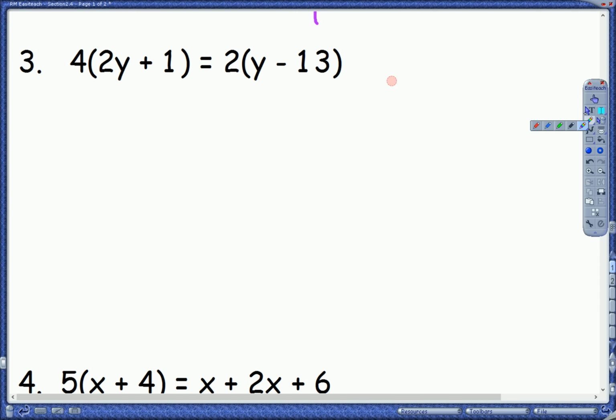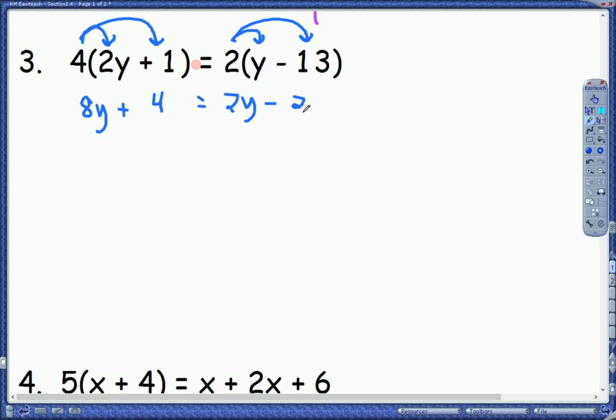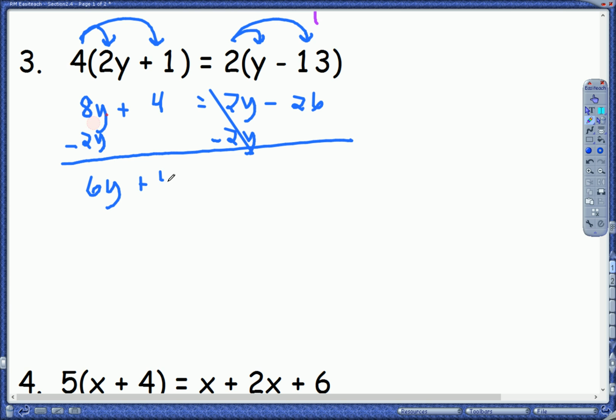Okay, number 3, I see right here the distributive property. I'm going to do that before I start combining variables. Whenever you see the number outside the parentheses, you should distribute. So here I have 8y plus 4 equals 2y minus 26. And I'm going to choose to subtract 2y because I know 8 minus 2 is 6, and that's positive. So these are going to cancel out. Here I'm going to have 6y plus 4 equals negative 26.